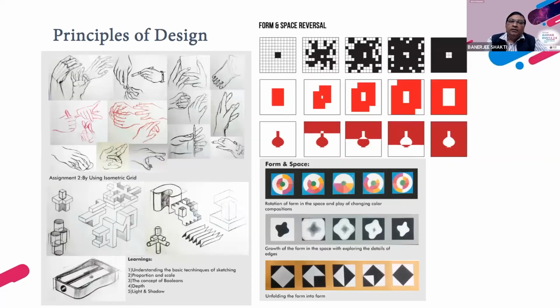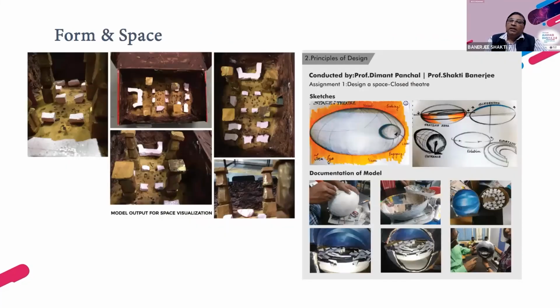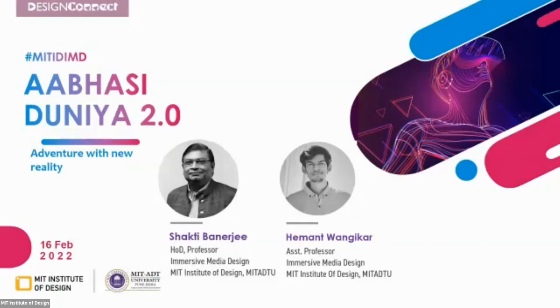Then we have principles of design. We talk about a lot of things on how design principles work: semiotics, visual representations, Gestalt law, and various other things. Then we talk about form and space. As I said, we don't start directly. I think there must be a kind of glitch.